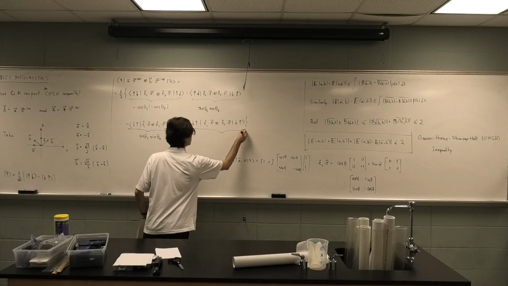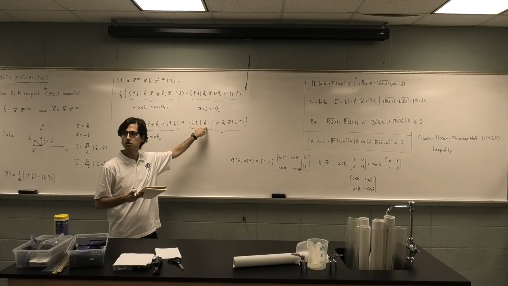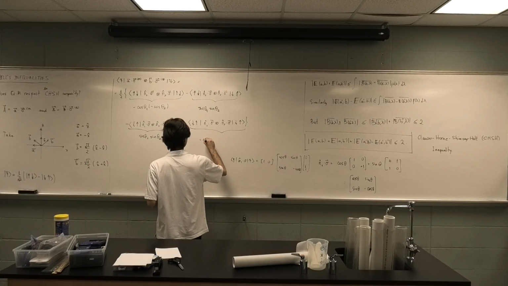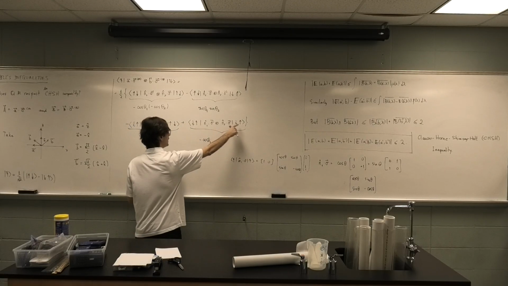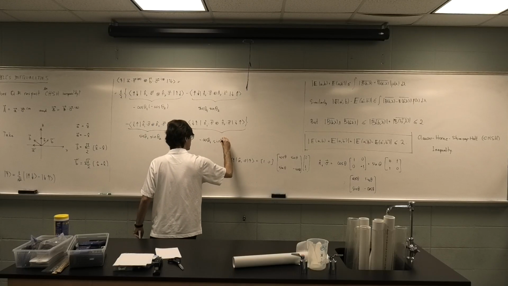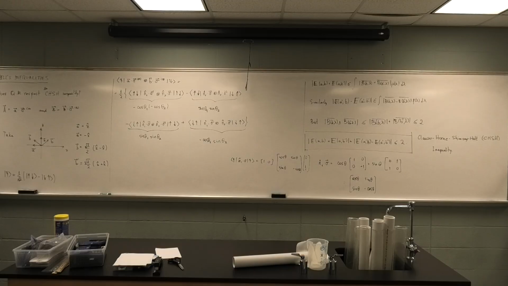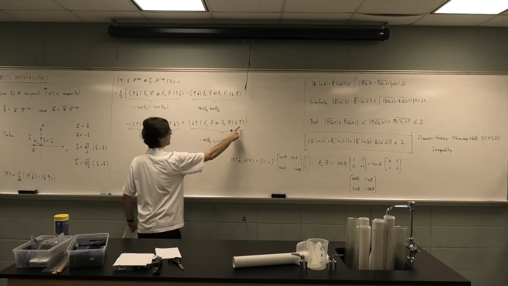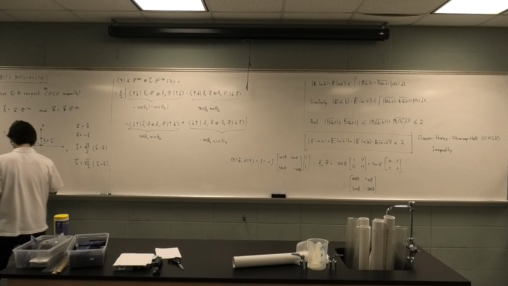What about this one? Well, this one gets down and down, so this gets minus cosine of theta 1. And then it gets up and up, so it gets cosine of theta 2. No, this is no sine. This is cosine.